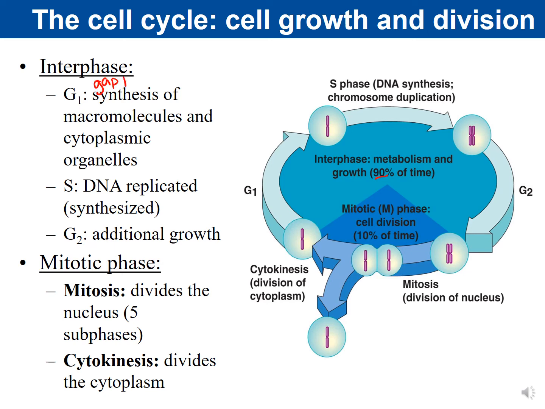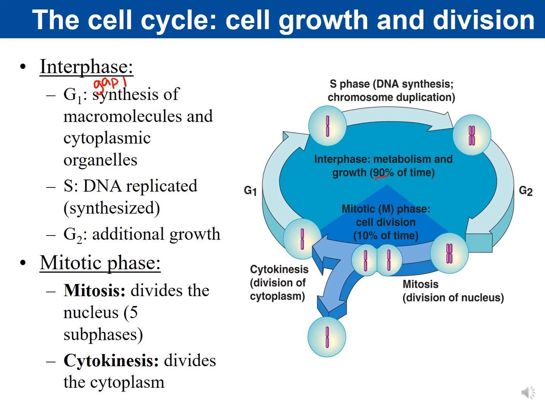And during gap 1, or G1, this is where we get the synthesis of macromolecules and cytoplasmic organelles. So this is where the cell is synthesizing its proteins, it's making lipids, etc. So it's making its macromolecules and it's starting to replicate its organelles. Now, S phase is for synthesis. This is where DNA gets synthesized or replicated.